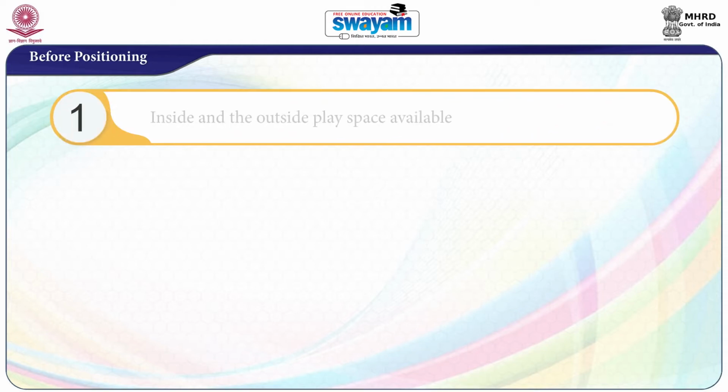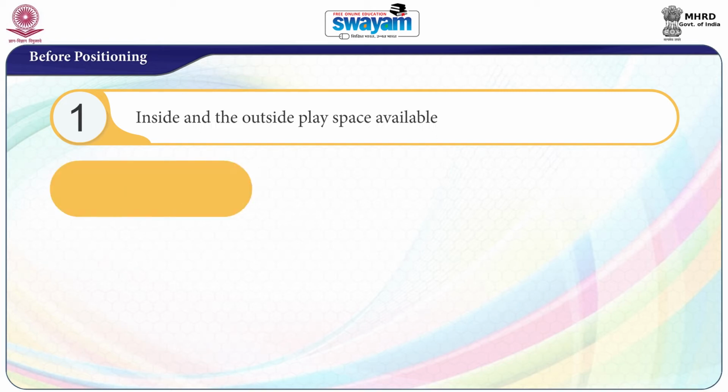The facilitator or educator should have a close observation of the whole physical environment where the child is to spend his time. The educator should also decide how to place materials and equipments that would assist the child's learning at its best. The following are the aspects that have to be decided by the educator before adopting positioning as a teaching strategy. The inside and the outside play space that is going to be made available for the children.